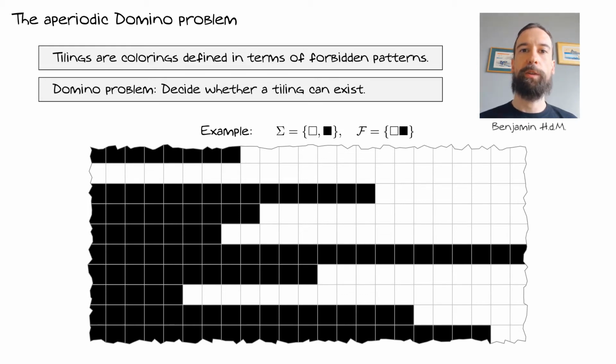Take a finite set of colors, such as white and black, and try to find a coloring of a grid that avoids a given set of forbidden patterns. Sometimes you will be able to do it, and sometimes you won't. This set of colorings, called subshifts of tiling, has a fundamental problem, which is called the domino problem. Given a finite set of forbidden patterns, does there exist such a coloring?